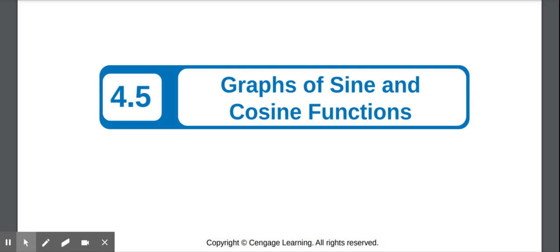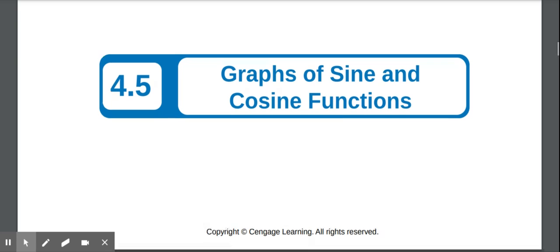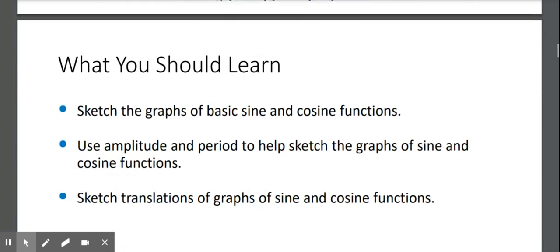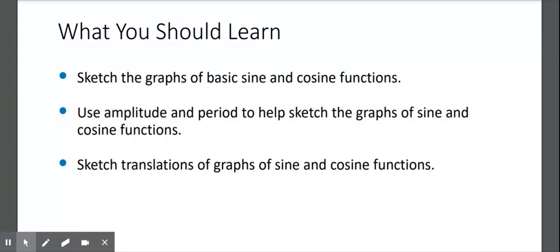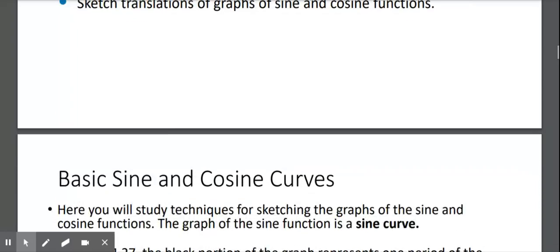In section 4.5, we're going to look at graphs of sine and cosine functions. So what you'll learn about is how to sketch the graphs of just your basic sine and your cosine. We'll look at amplitude and period to help sketch graphs, and then we're going to sketch translations. So those are shifts to the left and right, up and down, and stretching, which is really more of an amplitude.